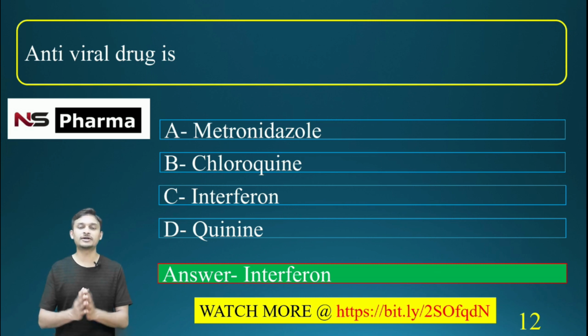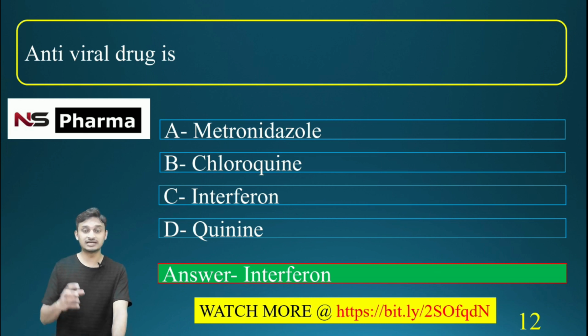What about metronidazole? Metronidazole comes under the class of anti-amoebic drugs. Chloroquine and quinine both come under anti-malarial drugs. These questions came from the classification itself. So you have to learn by heart all the classifications in pharmacology. If you know the classification of all the drugs, you can score very well in the pharmacology section. So you have to study this very well.